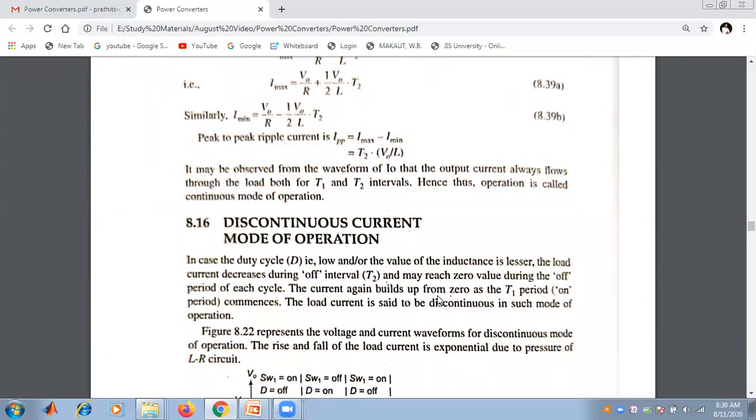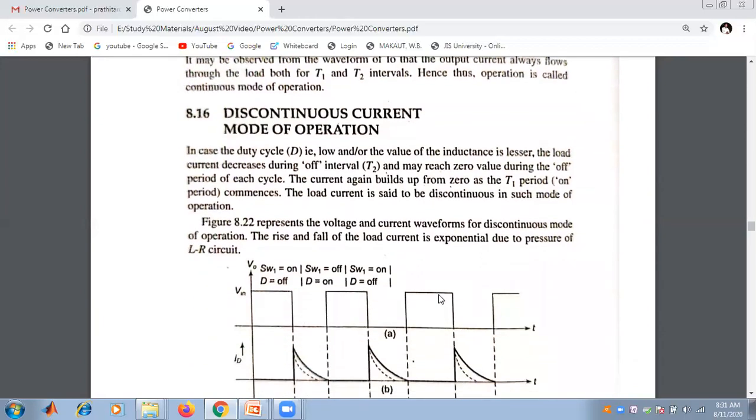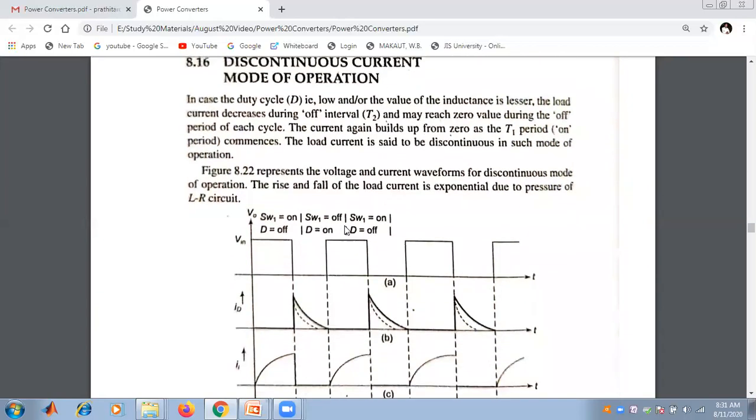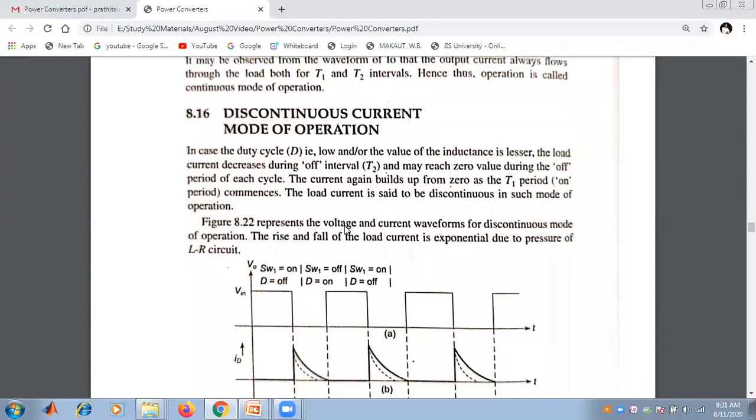Another part is the discontinuous current mode of operation. In this case, the duty cycle is low or the value of the inductance is lesser. If the value of the inductance is lesser, the load current decreases during the off interval T2 and may reach 0 during the off period of each cycle.